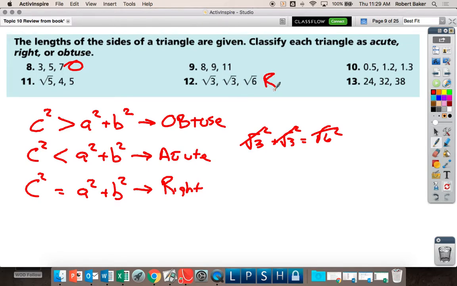This one's a little weirder though. Right, the radical here. So you can kind of math that in your head. The square root of 5 squared is 5. 4 squared is 16. 5 squared is 25. So is 25 bigger or smaller than 21? So this one's also obtuse.